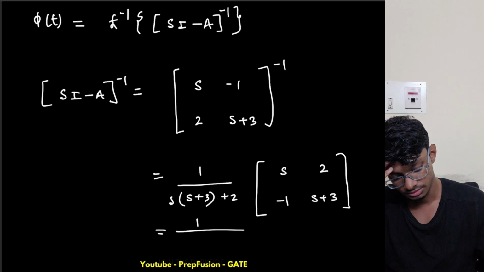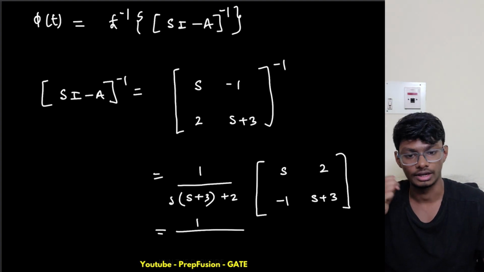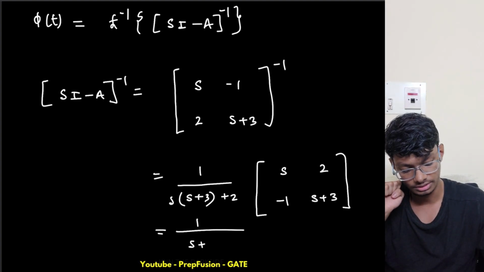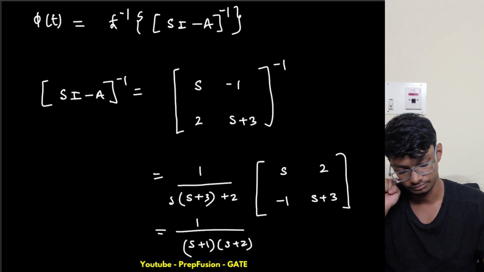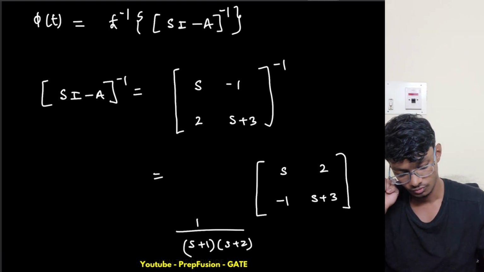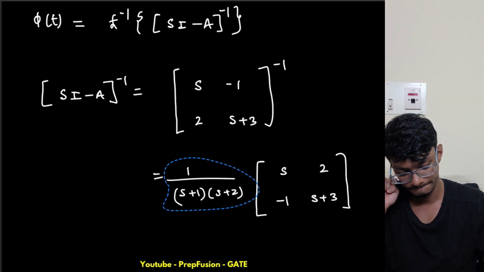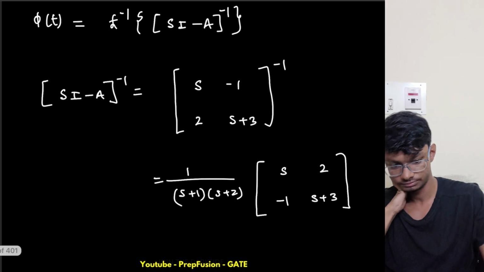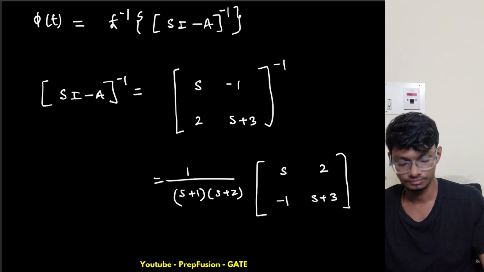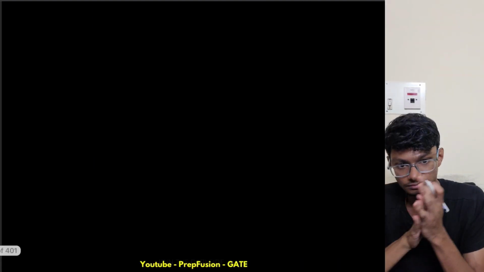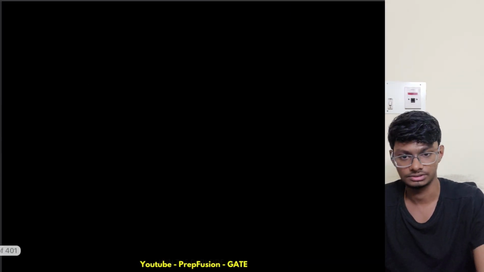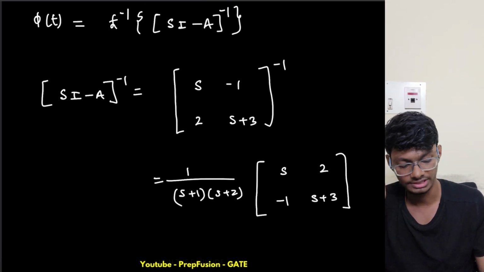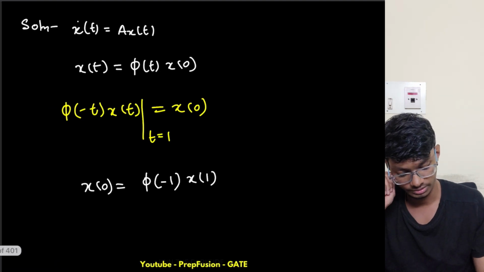So I can break it down like this: s plus 1 into s plus 2. I can write it here only because this will just take extra space. Now, before finding the Laplace inverse of this, let me first expand this basically. Expanding this will be simple.